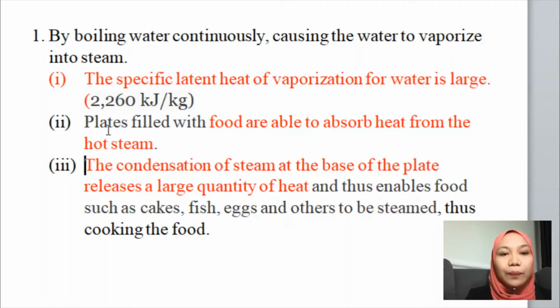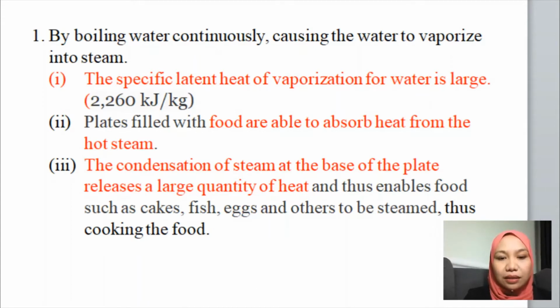And then number 2, on the tray there are plates. Plates filled with food are able to absorb heat from the hot steam. Now the plate itself will become hot. Number 3, the condensation of steam at the base of the plate releases a large quantity of heat and thus enables food such as cakes, fish, eggs and others to be steamed, thus cooking the food. The condensation is not only at the base of the plate but also throughout the steamer.